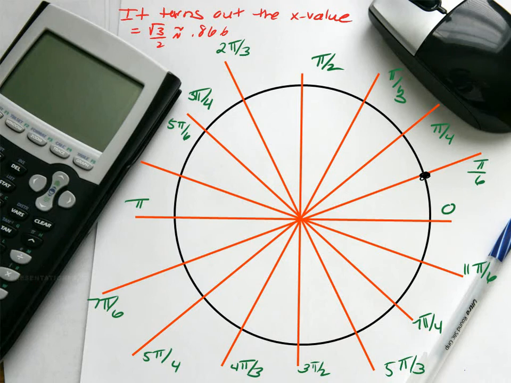If you actually measure it with a ruler and you're a good measurer, you're going to find in your lab classes who works well with measuring things and who doesn't as well. But if you go to pi over 6 and you actually look at the measurement up here, it's around 0.866. The exact answer is square root of 3 over 2.